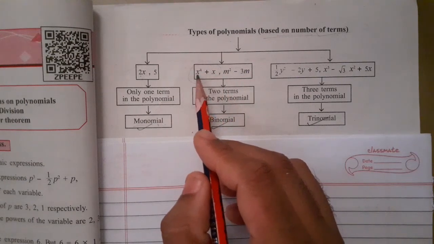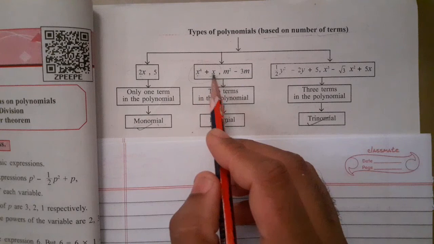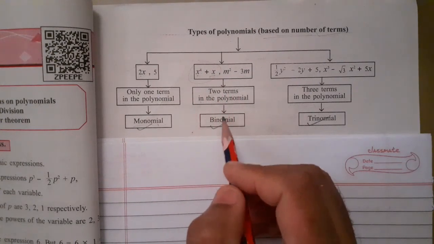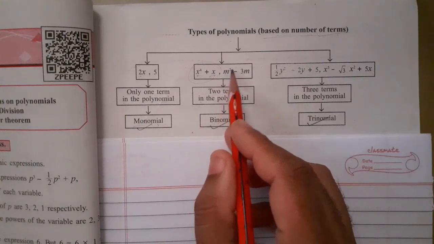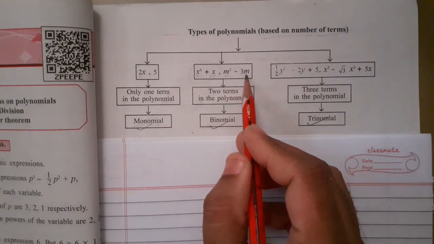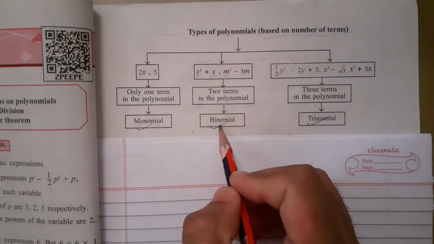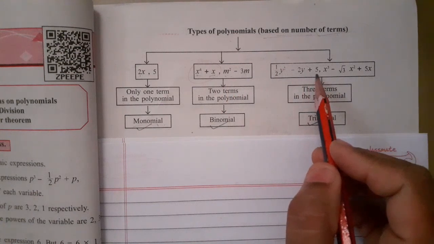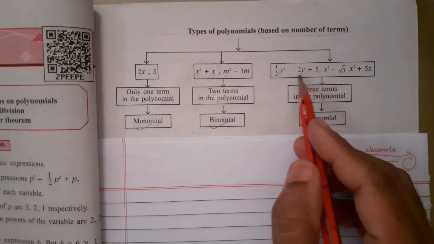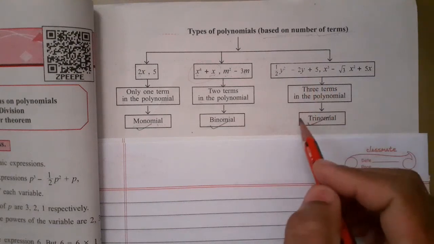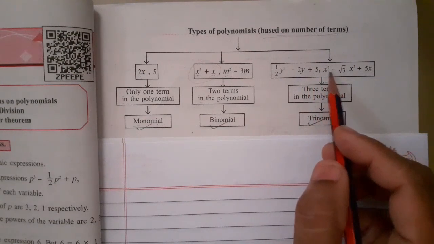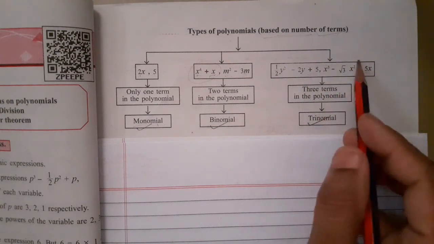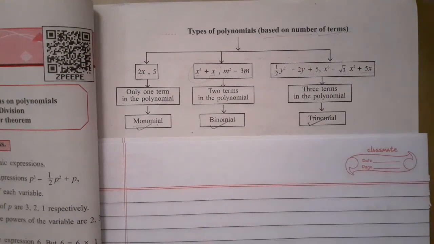Now next, x raised to 4 plus x. See here, first term and second term, two terms are in the polynomial, so it is a binomial. Again, m square minus 3m, two terms are there in this polynomial, so it is a binomial. Now next, 1 upon 2 y square minus 2y plus 5, three terms are present in this polynomial, so it is a trinomial. And next one, x cube minus root 3 x square plus 5x, 1 2 3, three terms are there in this polynomial, so it is a trinomial.